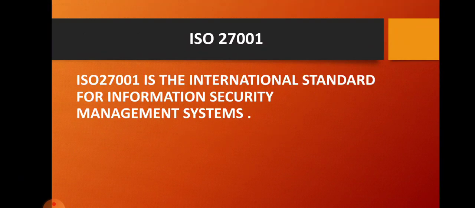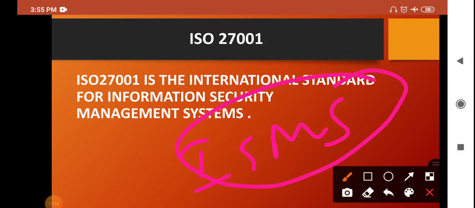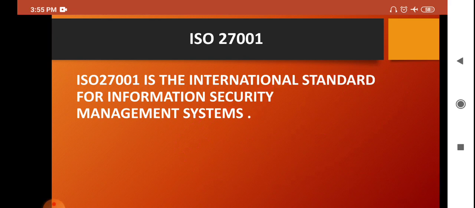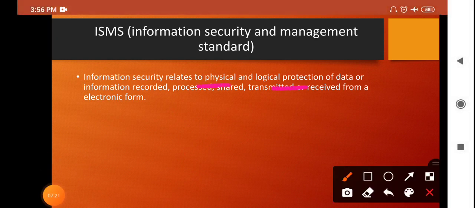Next is a most important topic, ISO 27001. ISO 27001 is the international standard for information security management system. This can be asked for 2 marks. What is ISO 27001? It is the international standard for information security management system, ISMS. So let's see what this information security management standard is. It relates to physical and logical protection of data.